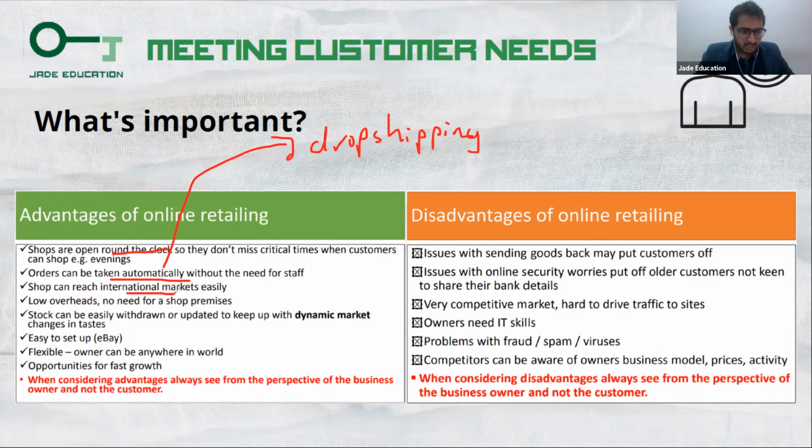You can reach international markets. Your overheads are low. You have no rent, no premises, none of that. You can change your stock and update your website and everything easily instead of having to look into your shop layouts and whatnot. Very easy to set up. It's very, very flexible and obviously it grows very fast.